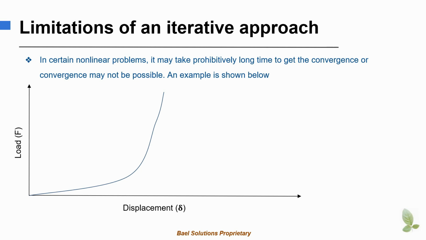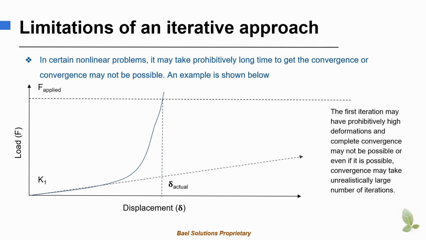In the first iteration, we calculate the stiffness of the undeformed structure, K1, and apply the load F applied on it. As you can see, it may not be possible to solve the FE model, as the deformations are likely to be unrealistically large. Even if we could solve the model for the first iteration, obtaining a complete solution may take a prohibitively large number of iterations.